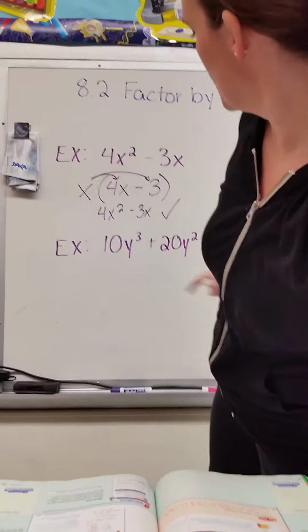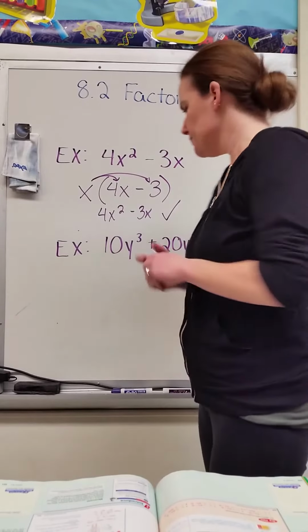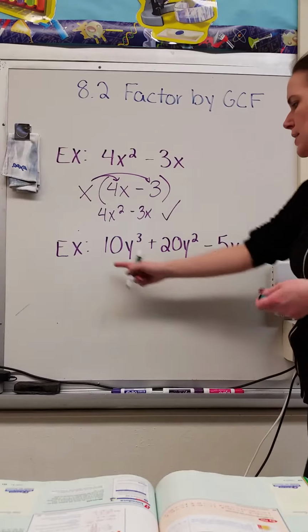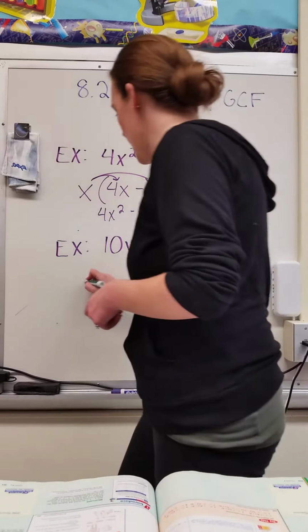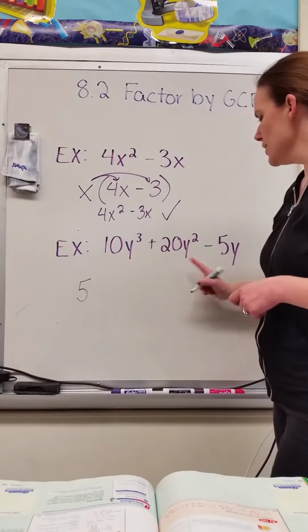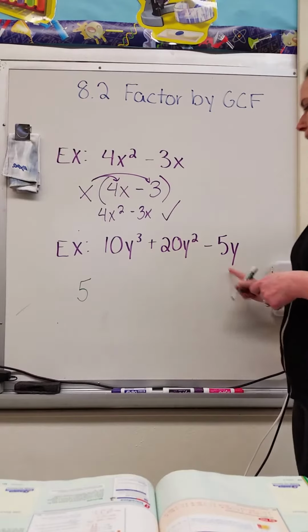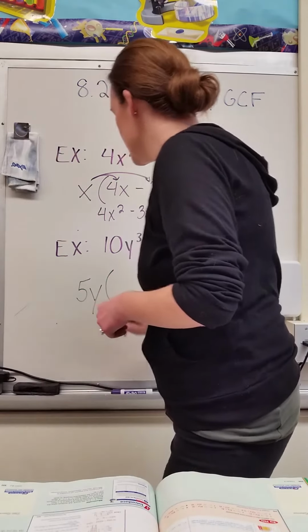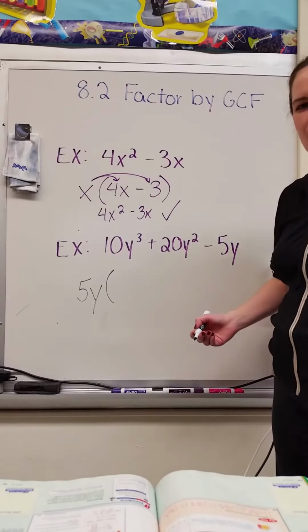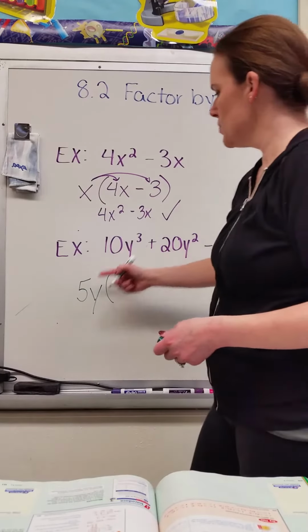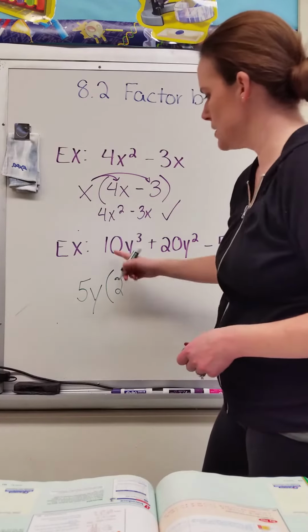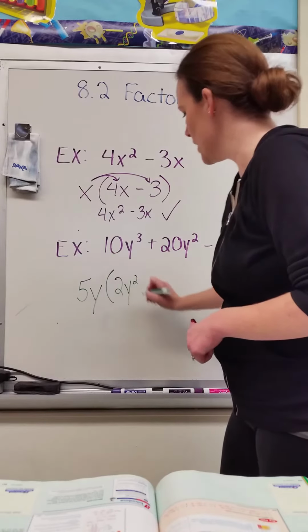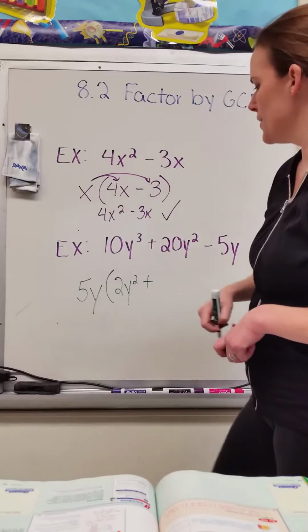With this one, there's 3 terms. So looking at my numbers, I can take out a 5. 10, 20, and 5 are all divisible by 5. And then looking at my variables, these all have at least one y. So I'll take out a y. Then you put parentheses, and you're just writing what's left from each term. So this one would still have a 2, because 5 times 2 is 10, and y squared. And then I just bring down that sign.